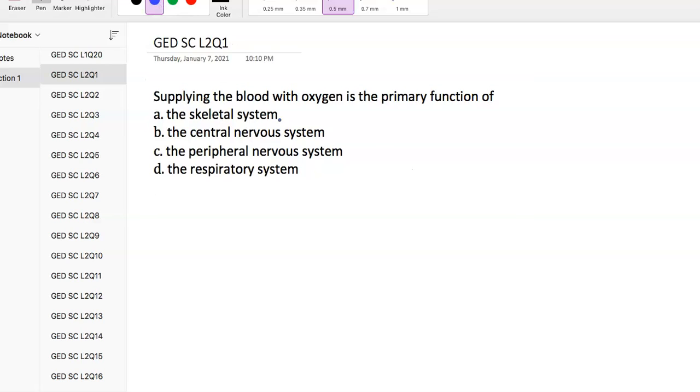So first question, supplying the blood with oxygen is the primary function of the respiratory system. Answer D. So the primary function of the respiratory system is to supply blood with oxygen. The reason for this is that we need blood to deliver oxygen to all parts of the body. The respiratory system does this through breathing. When we breathe, we inhale oxygen and exhale carbon dioxide.